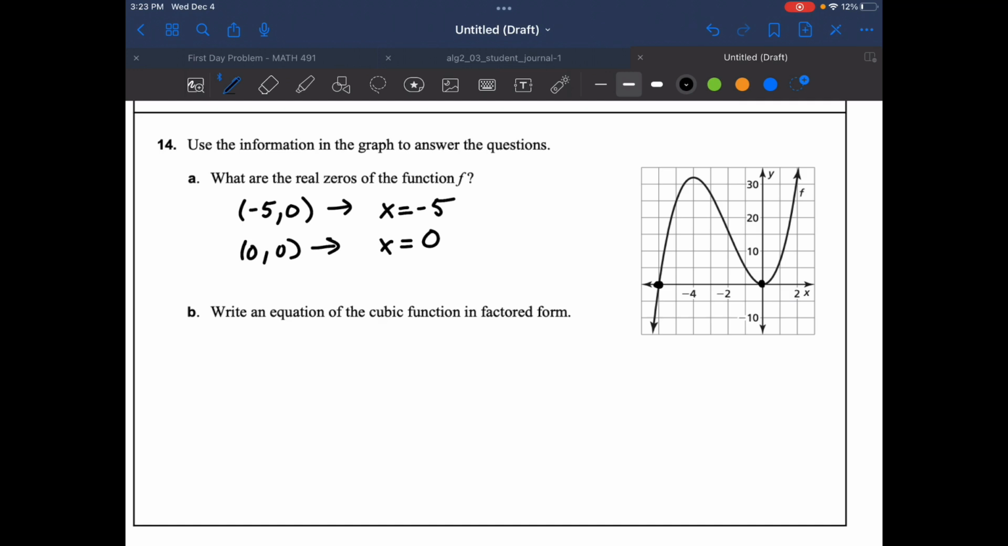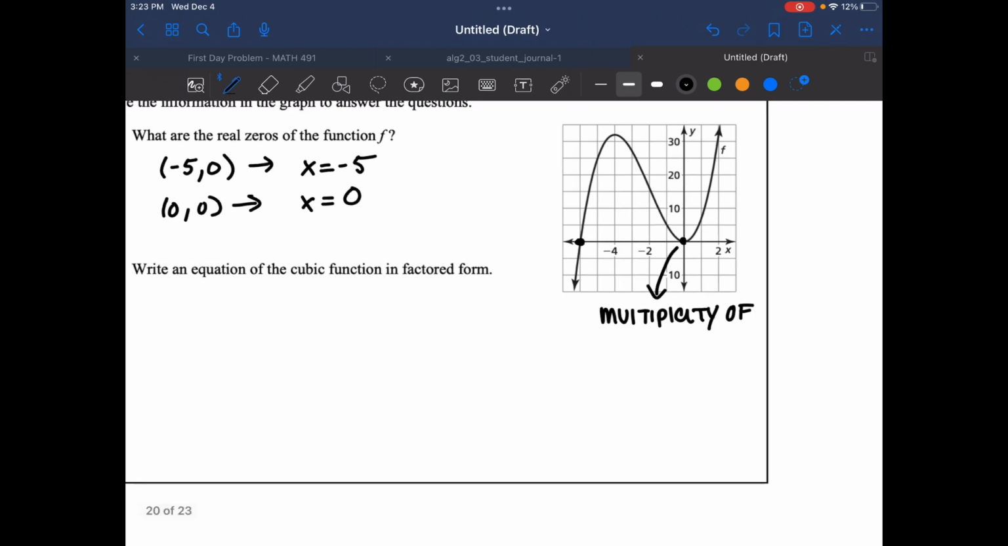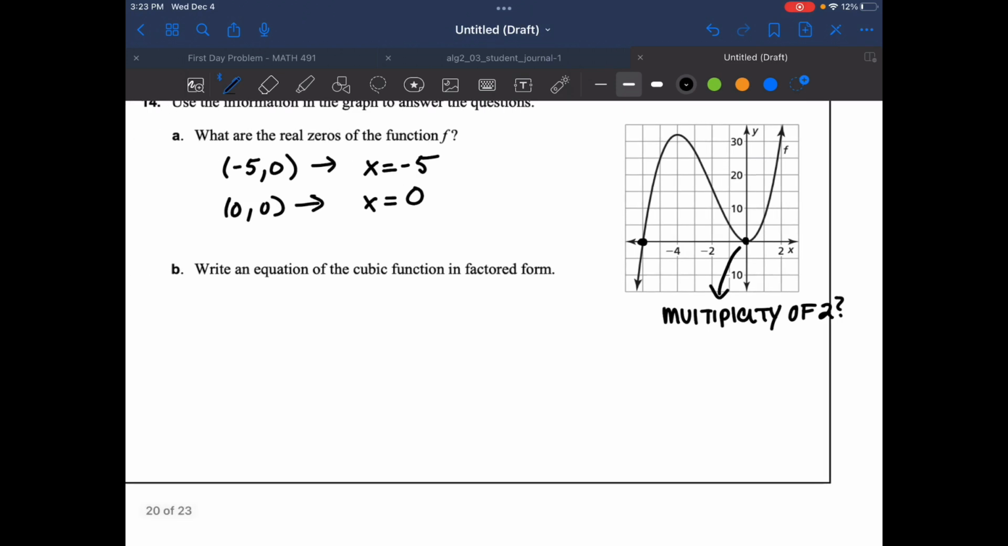Write an equation of the cubic function shown in factored form. Well, I notice that this has a multiplicity because it bounces, right? So this has a multiplicity of 2, or of any really even value. So I'm going to guess 2 because 2 is the smallest even number I can come up with right now. Right? Well, that is in the natural set.